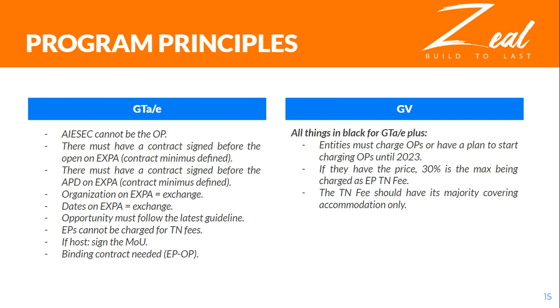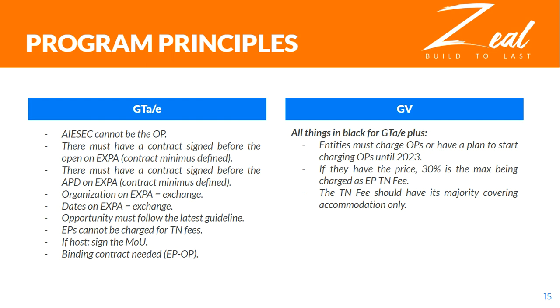For global volunteer, we're having the same thing, that AIESEC cannot be the OP. They must have a contract signed before opening on Expa. Same, contract signed before the approval. Organization is the same, dates are the same, but EPs can be charged for TM fees.